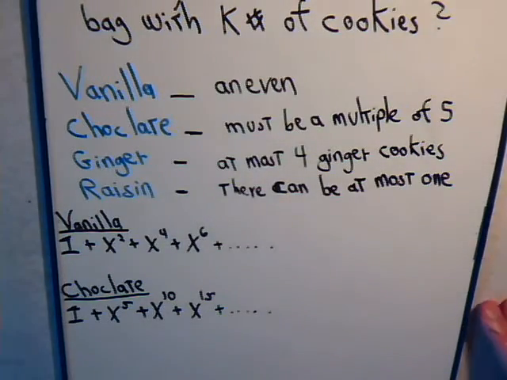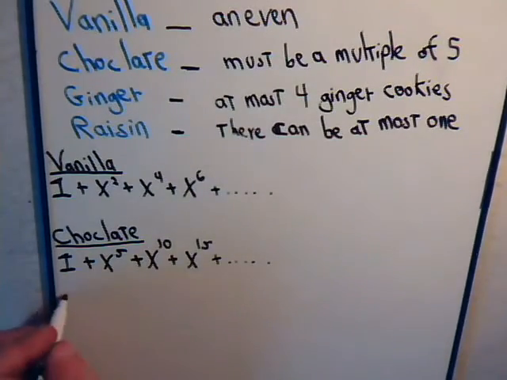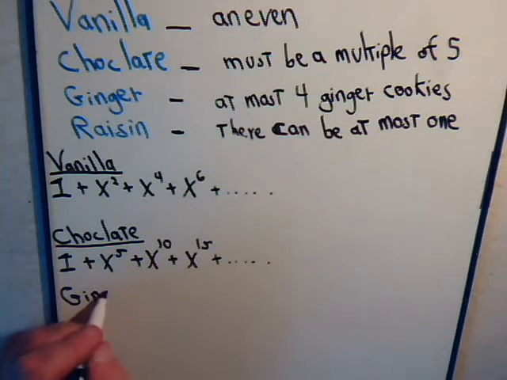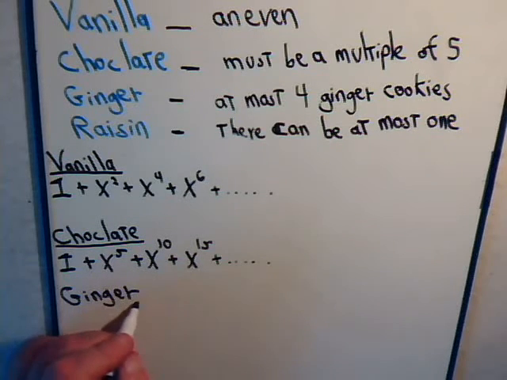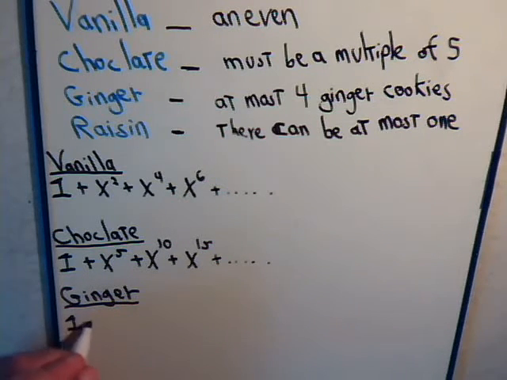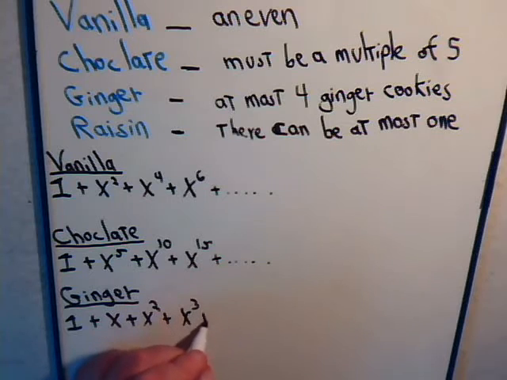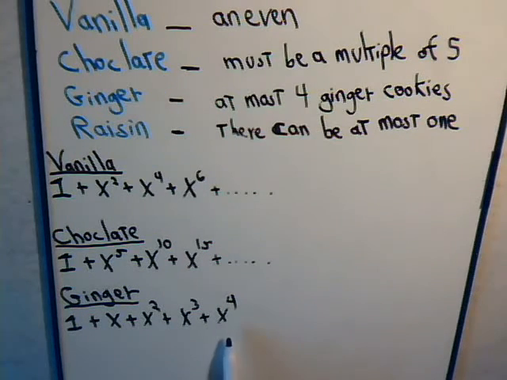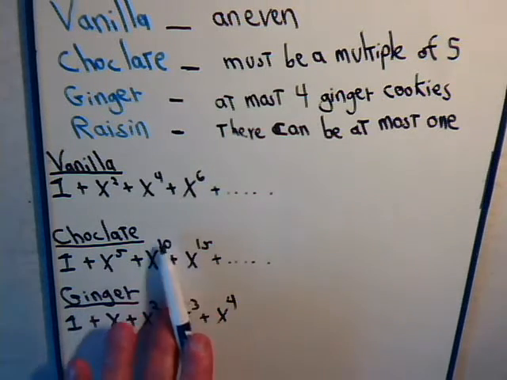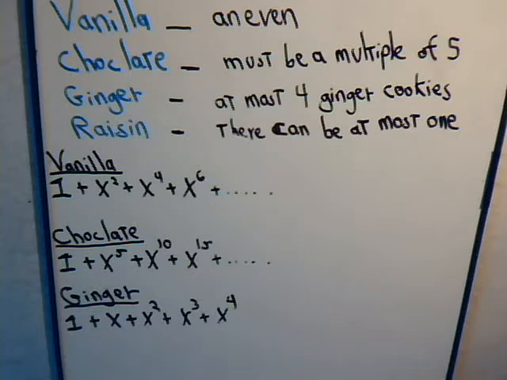For the ginger cookies, there can be at most 4. There might not be any, which would be x to the 0, or 1. There might be 1. There might be 2. There might be 3. But here now we're putting a restriction on it. At most 4. So here we stop. This is not an infinite series, unlike the situation with the chocolate and the vanilla cookies.